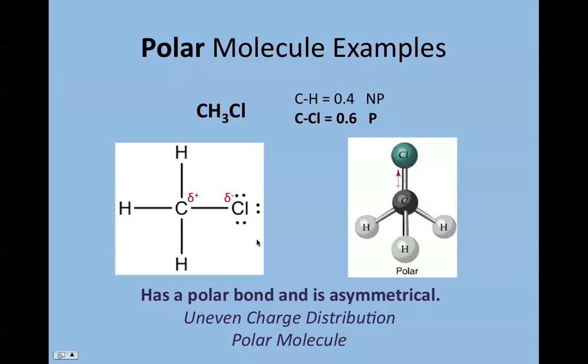So we have a polar bond that's present, and we can see that it has an asymmetrical shape. It doesn't pass the mirror test, is what we like to call it. And really we're looking for multiple lines of symmetry. If it can have more than just one line, then that means that we have a symmetrical shape. I'll show you a couple examples of that tomorrow. And then once again, because these two criteria are met, we have an uneven charge distribution, and thus we have a polar molecule.